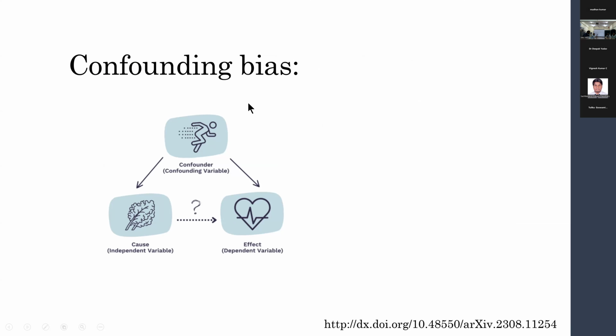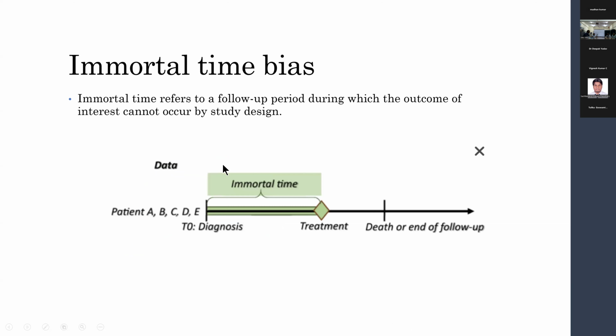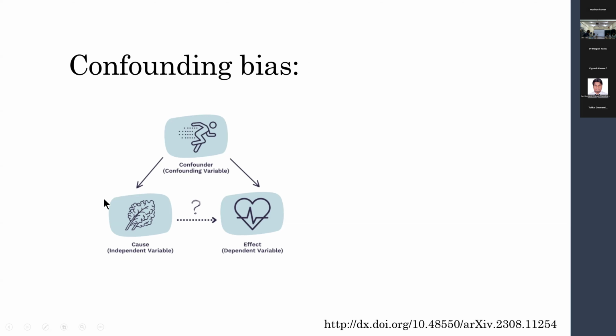So a confounder is a variable which will affect the cause and the effect. Now in an RCT, we do a process called randomization to account for all the known confounders. And with the process of randomization, we assume that all the unknown confounders are also matched. But in an observational trial, we cannot match the unknown confounders. So there's a confounding bias which can arise.